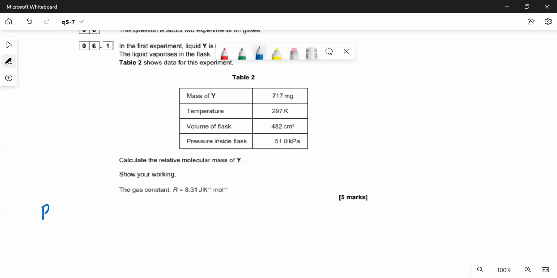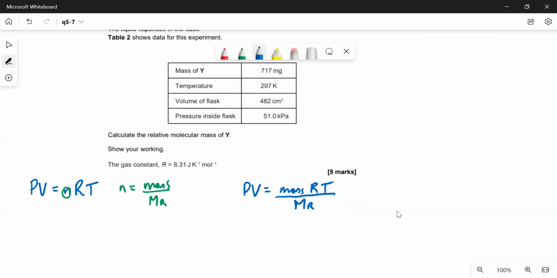So we have PV is equal to nRT, and the other equation we have is moles, n, is equal to mass over the Mr. So we're going to substitute n, and we'll end up with one equation: PV is equal to mass RT over the Mr. We need to rearrange that to get the Mr. So Mr is going to be equal to mass RT over PV.